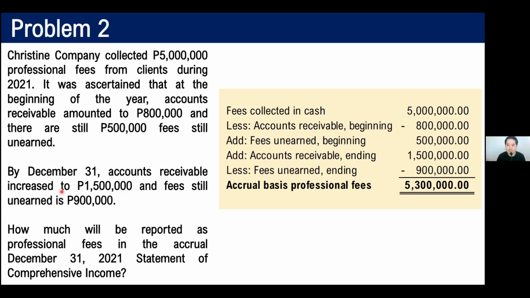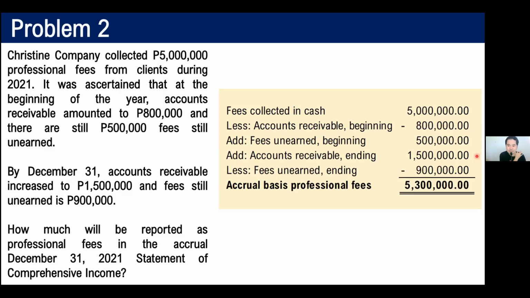O, check nyo mabuti yan ha. Yung increased to, tsaka increased by. So, check nyo mabuti. Increased to. So, yun na yun. Accounts receivable increased to 1,500,000. So at the end of the period, ang ending balance daw po ng AR mo, 1,500,000.